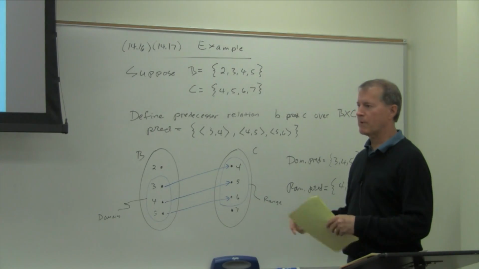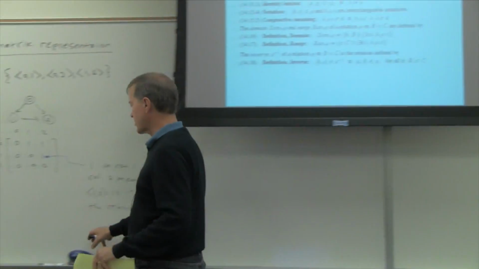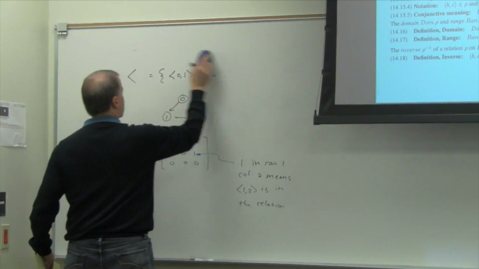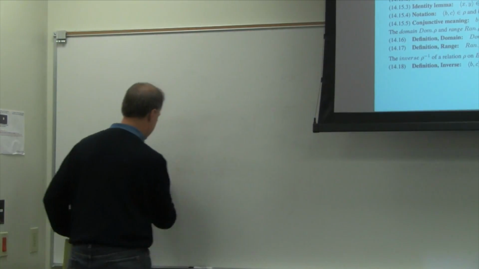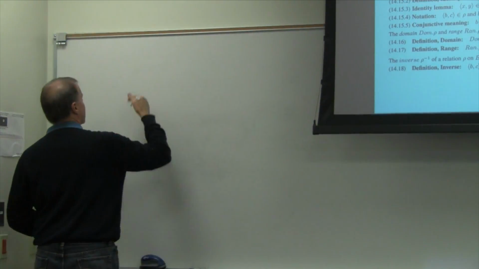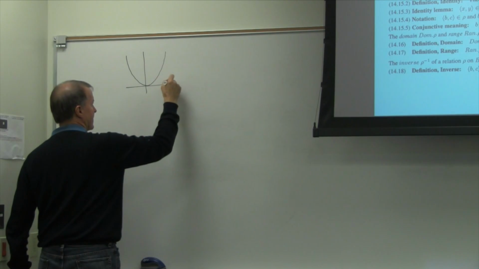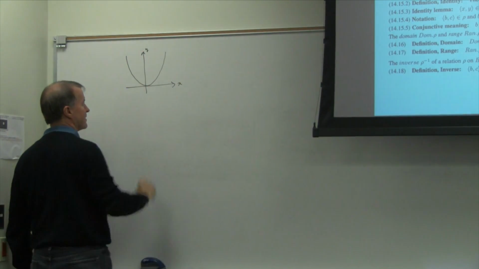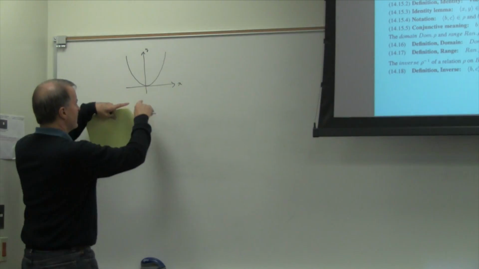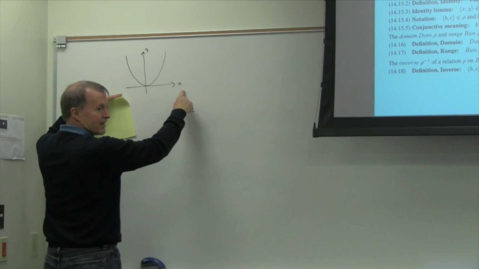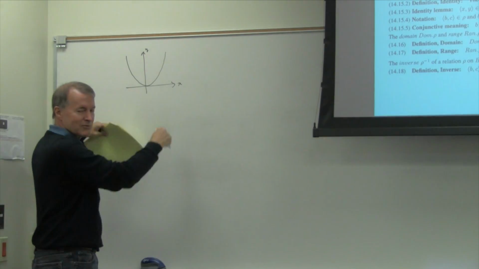You have actually done domain and range before, I think, when you did functions and graphed functions. You discussed domain and range. It's the same kind of thing. Suppose you have a parabola like this, and here this is x and this is y. What's the domain and what's the range? The domain is all real numbers, all the x. But the range is just 0 up to infinity instead of minus infinity to infinity.